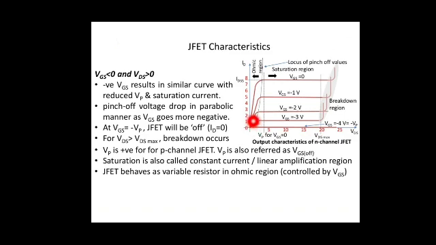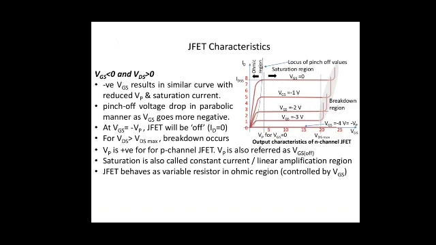Here you can see this curve. There is a linear relationship between IDS and VDS. That means as you keep on increasing VDS, IDS also increases. So that is known as a linear region, or ohmic region.